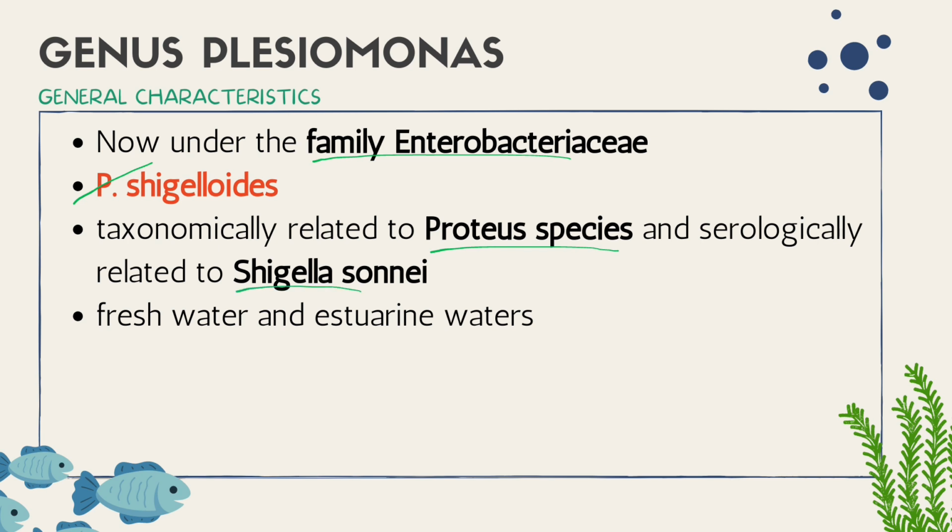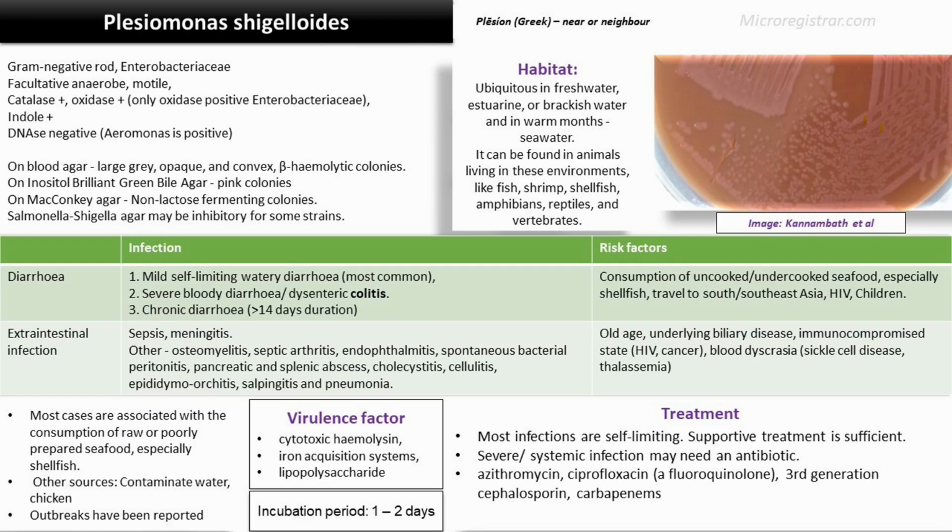They can also be found in fresh water and estuarine waters, like Vibrio. So here is all the pertinent information regarding Plesiomonas shigelloides. This is not from the book, this is from an online source. For the laboratory part, we will be discussing this in video lecture 2. Let's start with the habitat. Again, Plesiomonas are found in fresh water or brackish water and prefer warmer months.